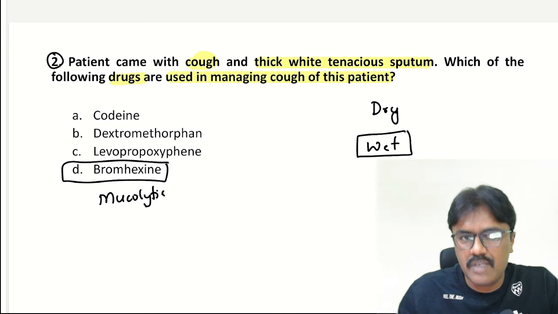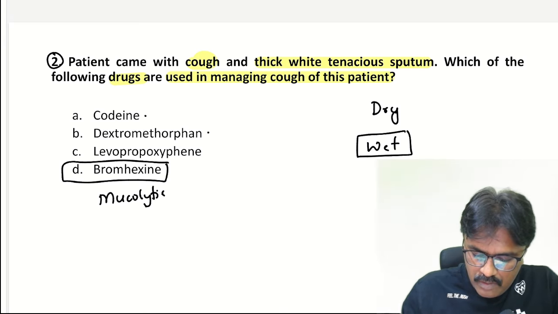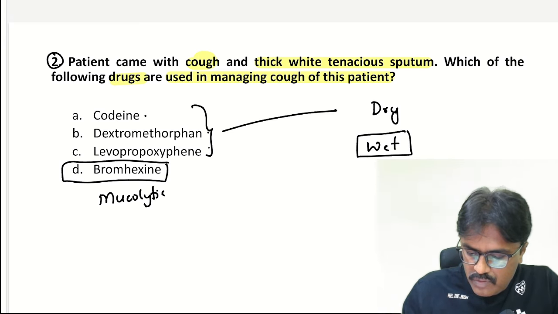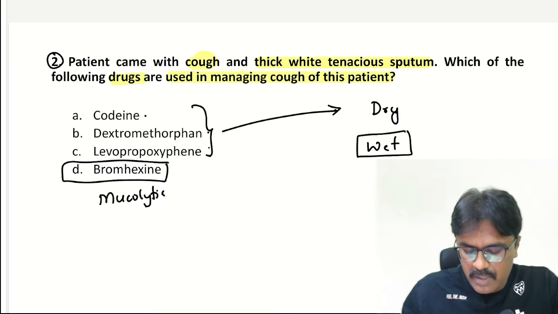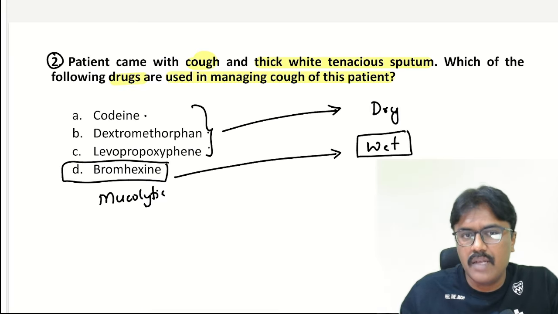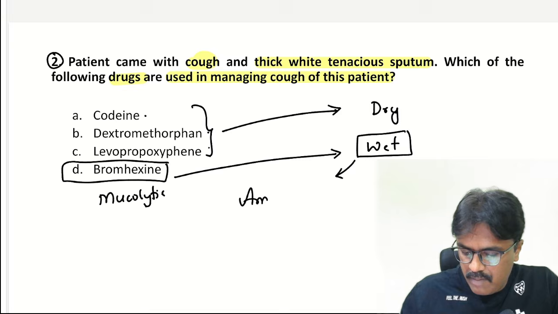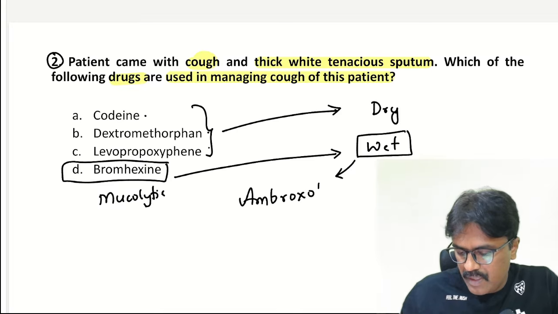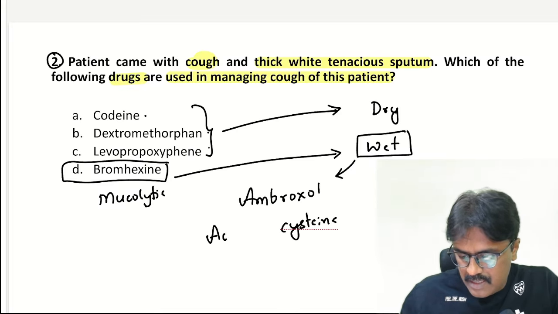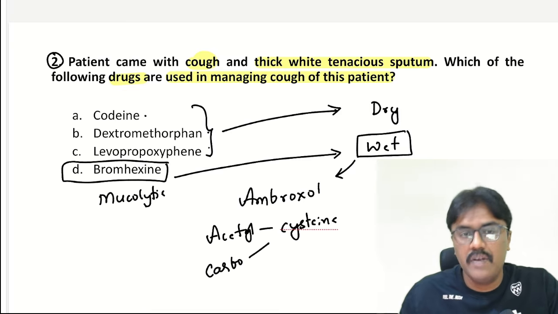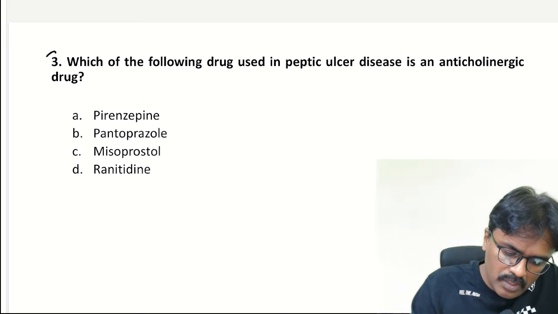So this is a case of wet cough. Codeine, dextromethorphan, levopropoxyphene, all these drugs are used for dry cough. And bromhexine is used for wet cough, so the answer is D. What are the other drugs used for wet cough? The names are ambroxol. Then drugs ending with cysteine, they are nothing but acetylcysteine and a drug called carbocysteine. So we understood the drugs for cough here. Okay? Let's move on to the third MCQ.